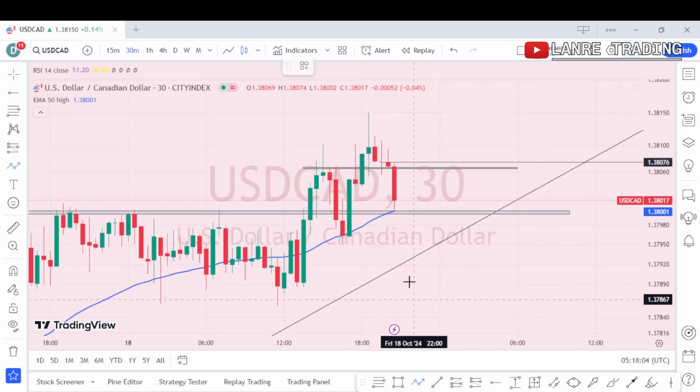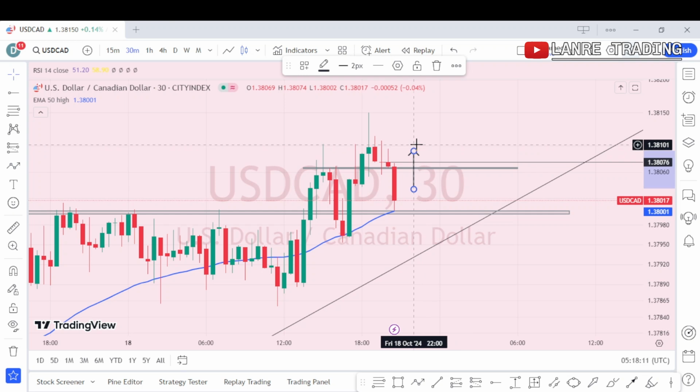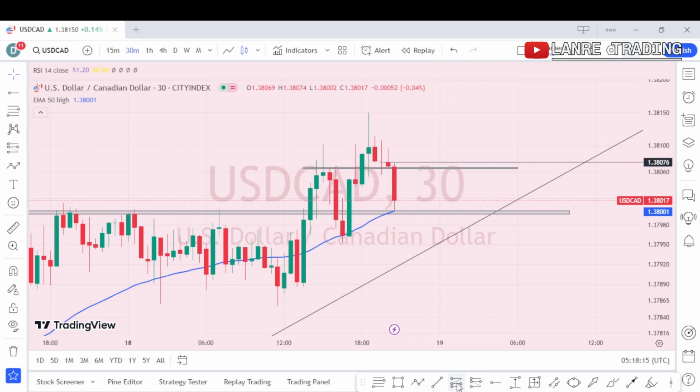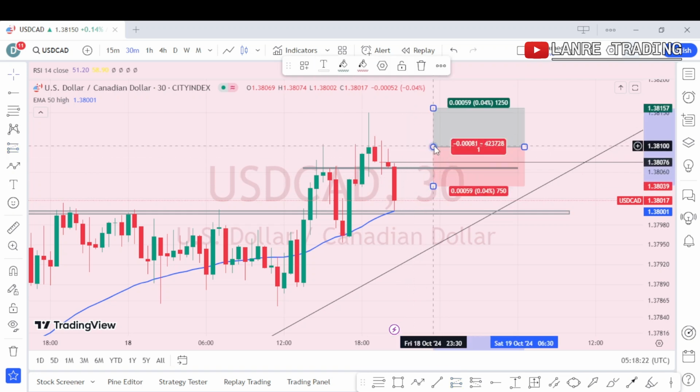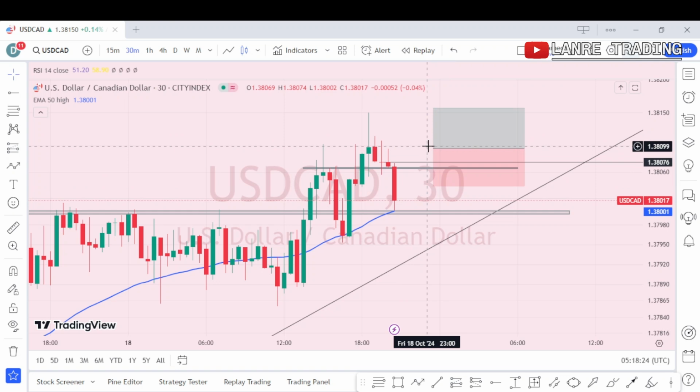What do I mean by buy signal? Look for a bullish engulfing candlestick to take out this high right about here. Once you see a bullish engulfing candlestick close above this level, you wait for the candlestick to close, then you can take your buy opportunity with the next candlestick.